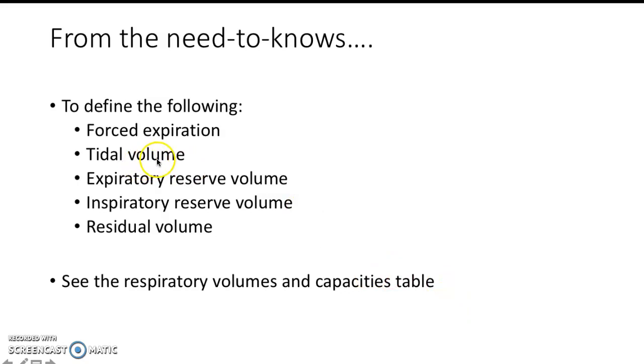All right, so looking at the need to knows, the purpose of this short video is to describe and define mostly these four terms right here. I'll get back to forced expiration at the very end. But tidal volume, expiratory reserve volume, inspiratory reserve volume, and residual volume are all lung volumes that can be measured by the technique of spirometry, and then we can combine them in different ways to determine lung capacities.